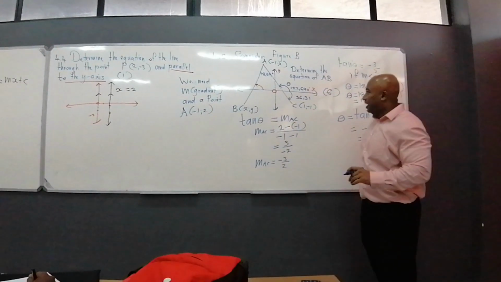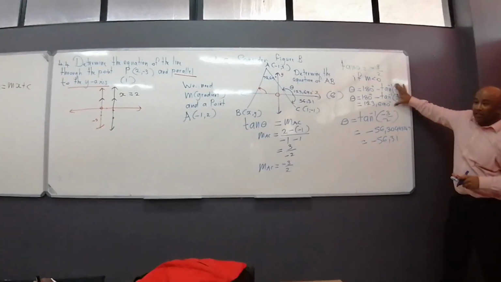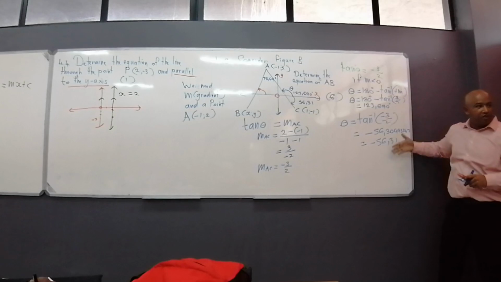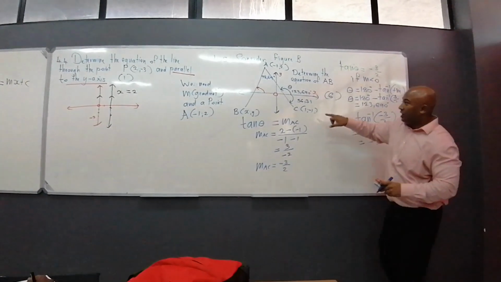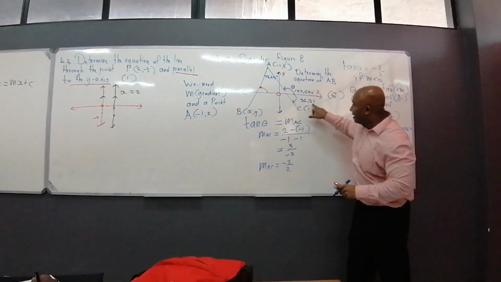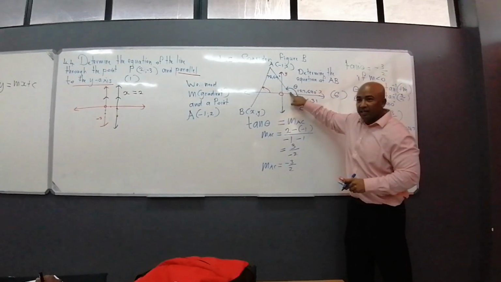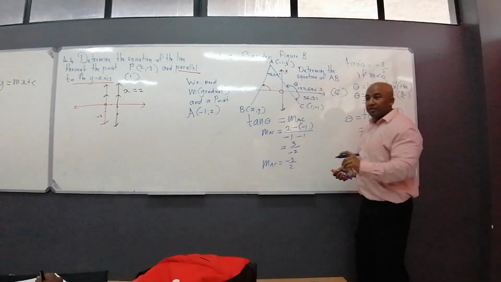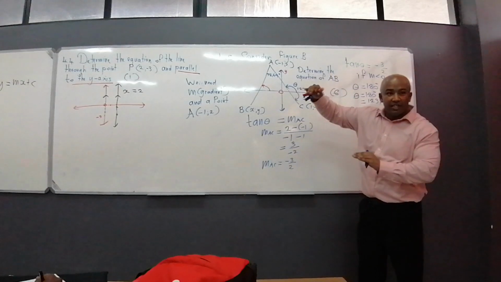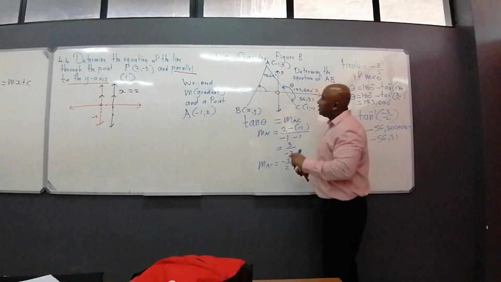I'm not sure if you're doing it this way in class or this way, but these are both methods. What happens if you did it like this? Then you will have to write down 56,31 and then subtract 180 minus 56,31, which will give you the other angle. Now, angle of inclination is measured anti-clockwise.